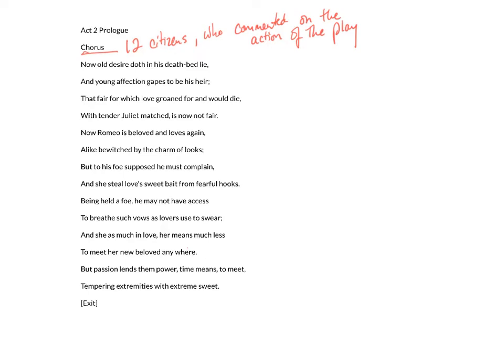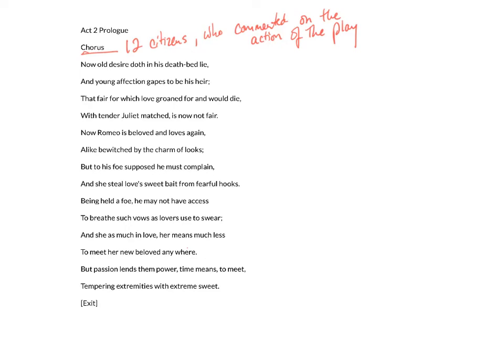They had the shared sonnet that you analyzed. They said goodbye, and then they each found out that the other was a member of the enemy household. So at the beginning of Act 2, the chorus summarizes the action. Now, old desire doth in his deathbed lie, and young affection gapes to be his heir. That fair for which love groaned for and would die, with tender Juliet matched, is now not fair.